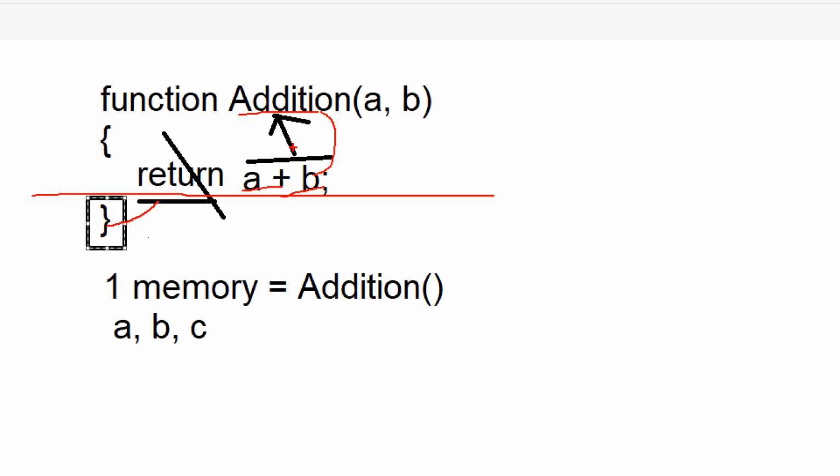If I don't use this return keyword, then after doing A plus B, it will go to this location. Then whatever memory was allocated is deleted. Then where to store the A plus B result? To store it, we need to allocate another memory, like C. In that C memory, we have to store the result, because this memory is deleted. By using the word return, which is to terminate, we avoid this.